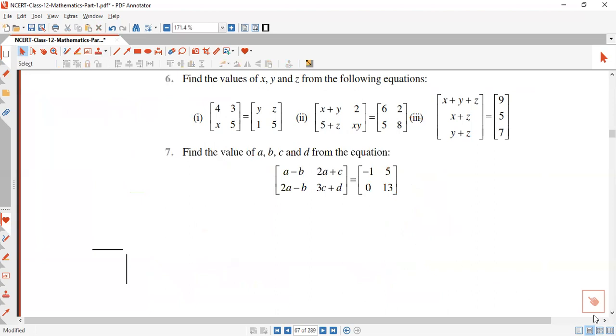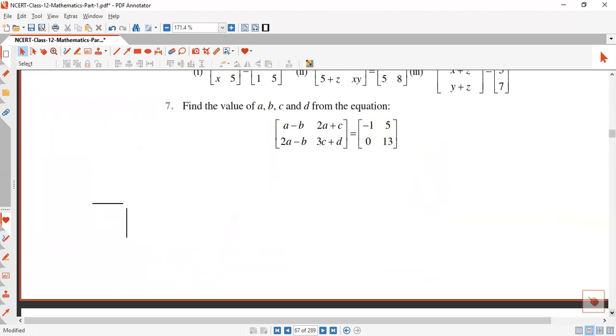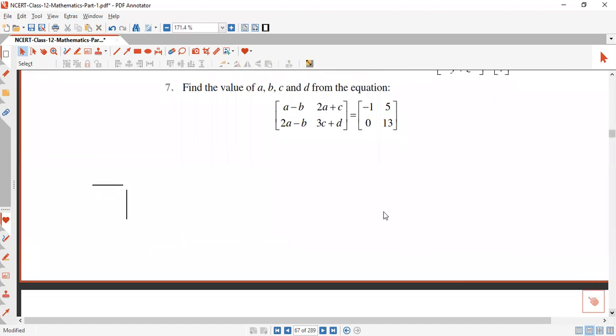Now you see this matrix. Find the value of A, B, C from the equation. The order of this matrix is 2 by 2, and the order of the other matrix is 2 by 2. They are square matrices because the number of rows and number of columns are equal. So we say this is a square matrix of order 2.